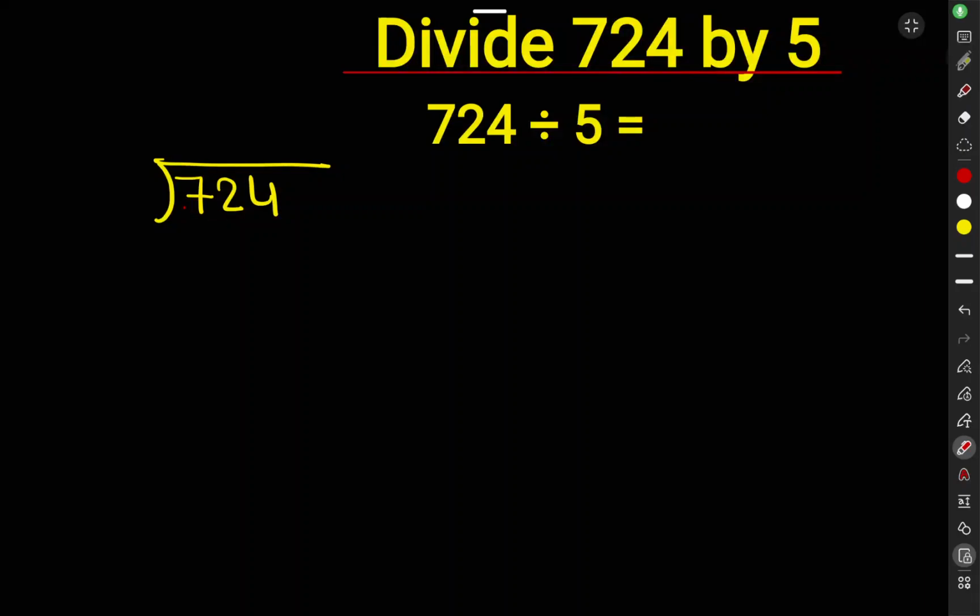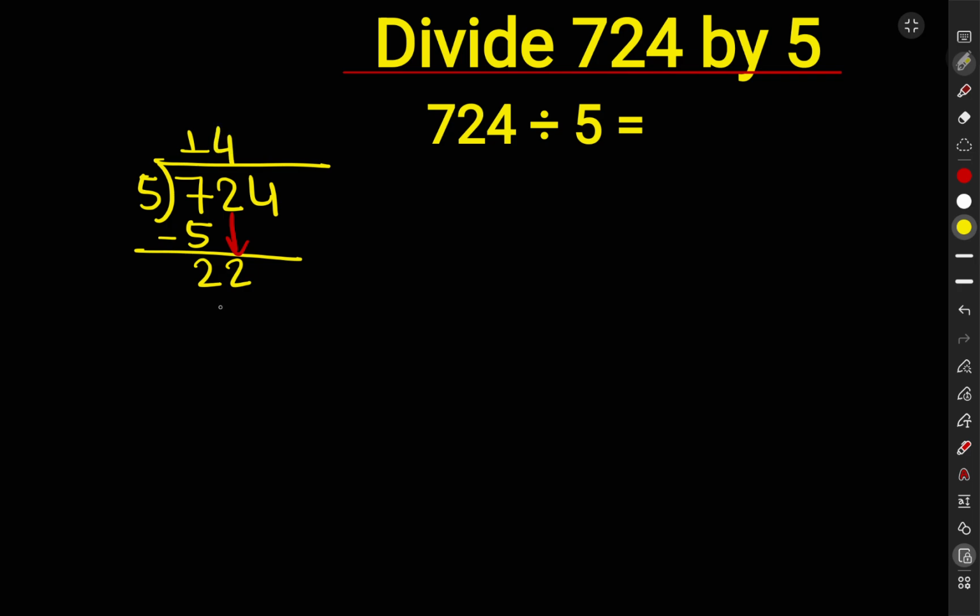We divide 724 by 5 in a long division method. 5 times 1 is 5. On subtracting, we get 2. So again we put down these 2 and it is 22.